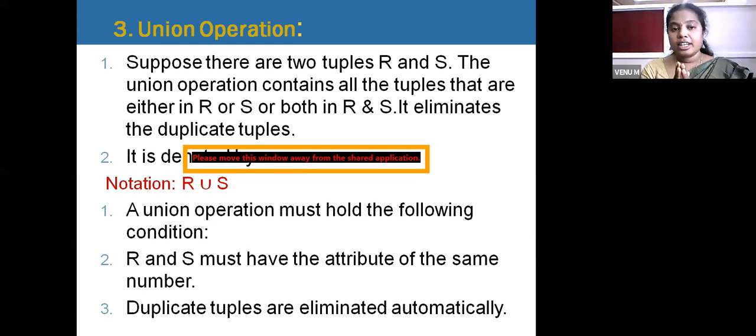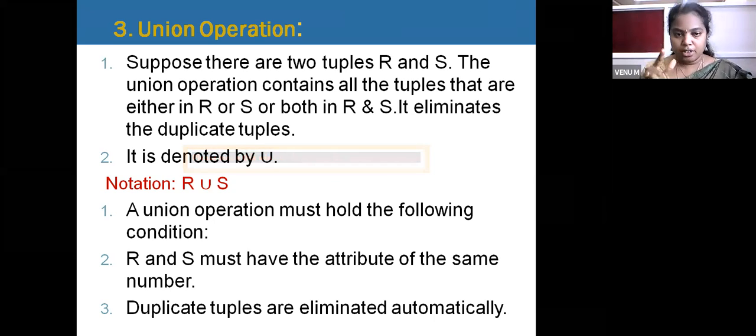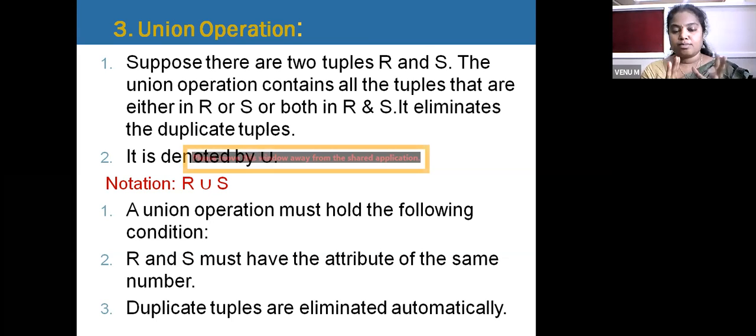It combines R tuples and it combines S tuples. The tuples common to R and S are also output, but it eliminates the duplicate tuples. The symbolic notation for union is U. So what are the specific conditions for union? Suppose we take two relations.